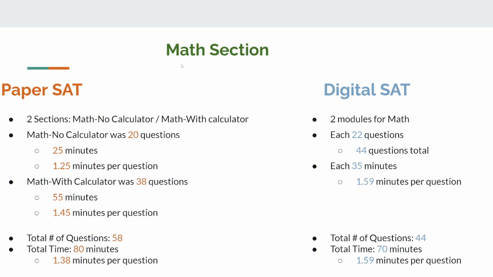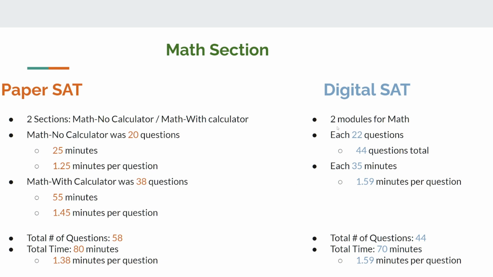Now on to the math section. So the paper SAT has two sections for math, the math without calculator and the math with calculator. The math without calculator has 20 questions, and is 25 minutes long, so there's about 1.25 minutes per question. The math with calculator has 38 questions, and is 55 minutes long, so there's 1.45 minutes per question.